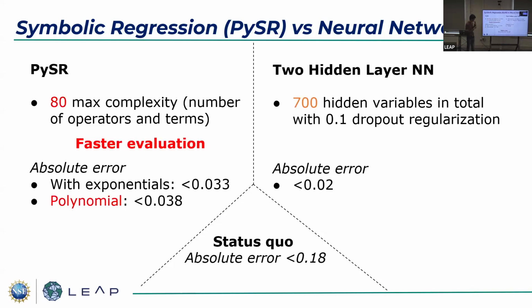Okay, so an important point I want to make here is that for PySR, just because of the far smaller number of terms, it'd be much faster to evaluate these expressions than to try and evaluate the 700 hidden variables in your two hidden layer neural network.